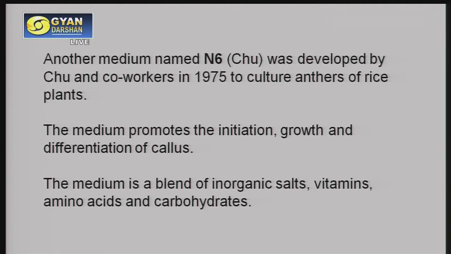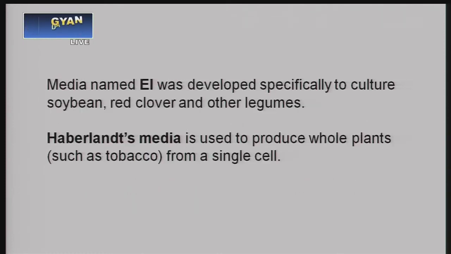N6 medium was developed by Chu and co-workers, and they used this media for culturing anthers of rice plants. It promotes initiation, growth and differentiation of callus. Now I'll come to what is meant by a callus in tissue culture. Media named EI was developed specifically to culture soybean, red clover and other legumes. Haberlandt's media is used to produce whole plants from a single cell. So Haberlandt's media is also quite useful and important in tissue culture.